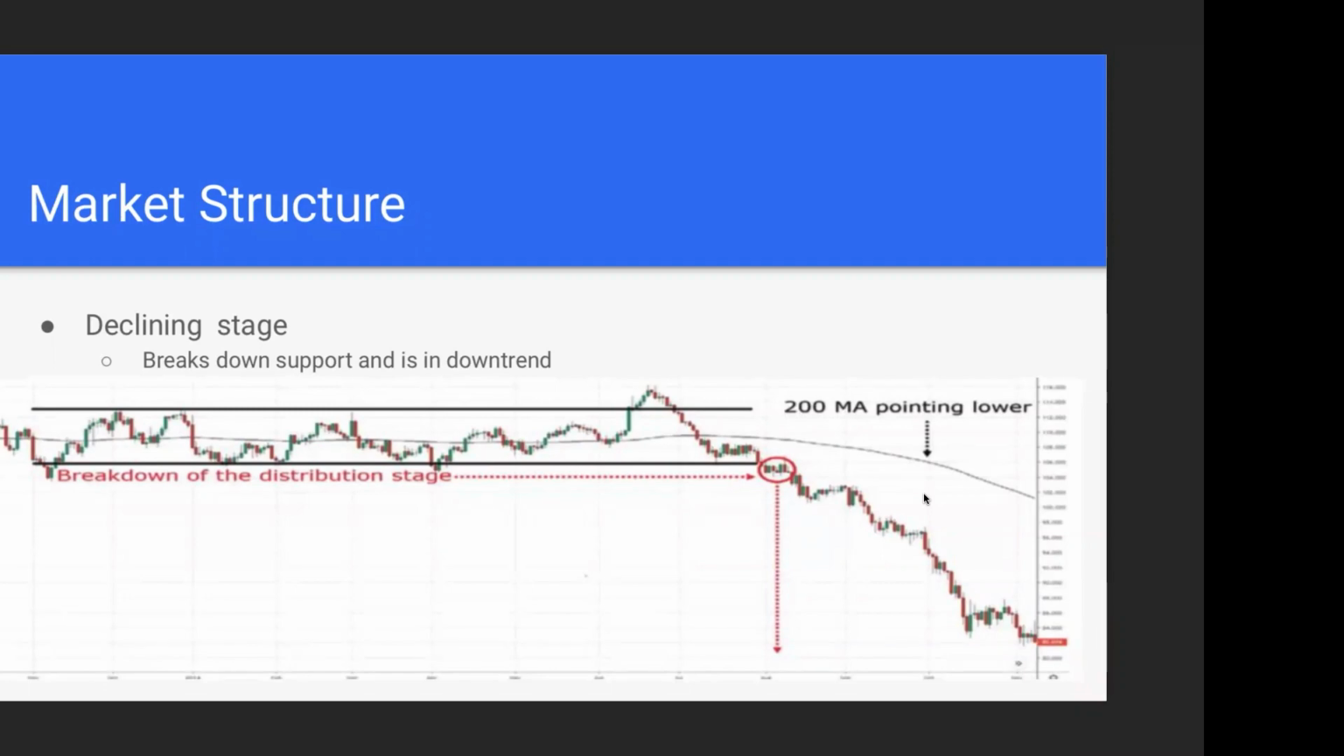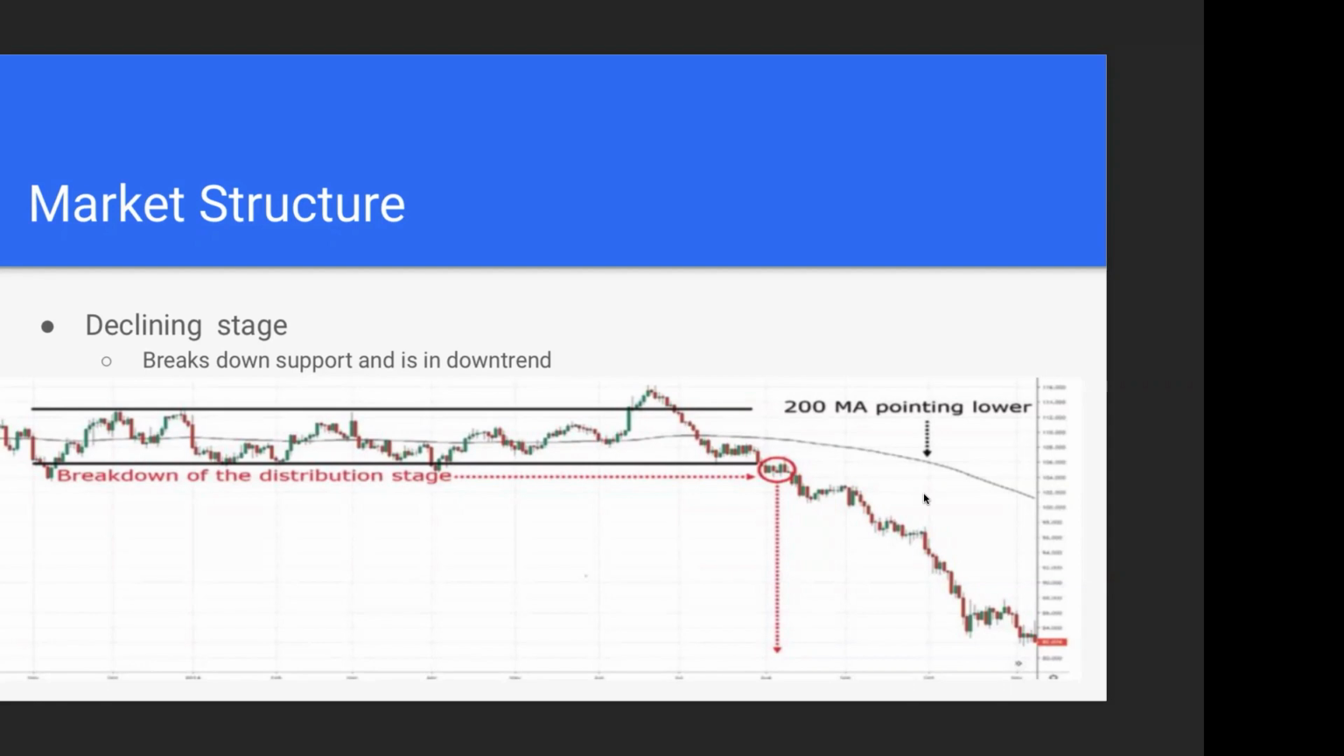So why do you need to know these market structures? That's a very good question. This will allow you to be a buyer or a seller of the market. When you look at the charts, you need to understand what stage the market is in. If you think it's in an accumulation stage and you are a buyer, you will wait for it to break through the flat line, and then you will place your orders.